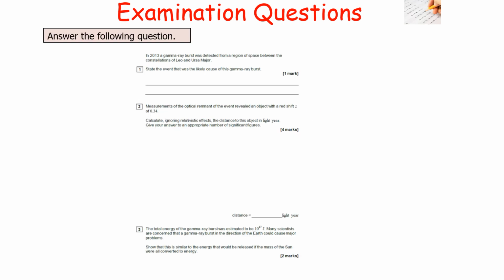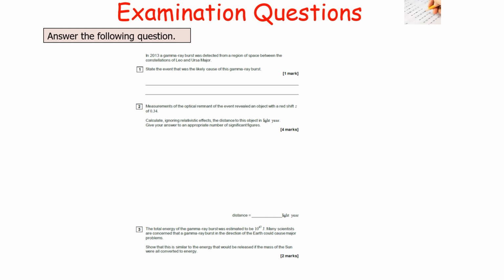The next question says, in 2013, a gamma-ray burst was detected from a region of space between the constellations of Leo and Ursa Major. State the event that was the likely cause of this gamma-ray burst. Then measurements of the optical remnant of the event revealed an object with a redshift of 0.34. Calculate the distance to this object in light years, giving your answer to the appropriate number of significant figures.